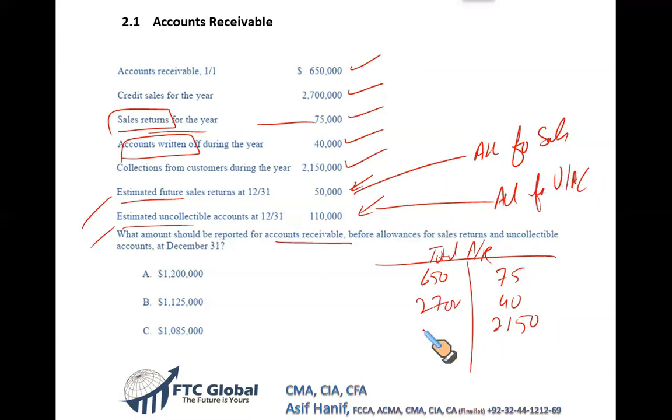They don't appear in the customer account. So 650 plus 2,700, less 75, less 210, less 40 should give you the closing balance of your customer's account, and it appears to be 1,085. That makes C the correct option.